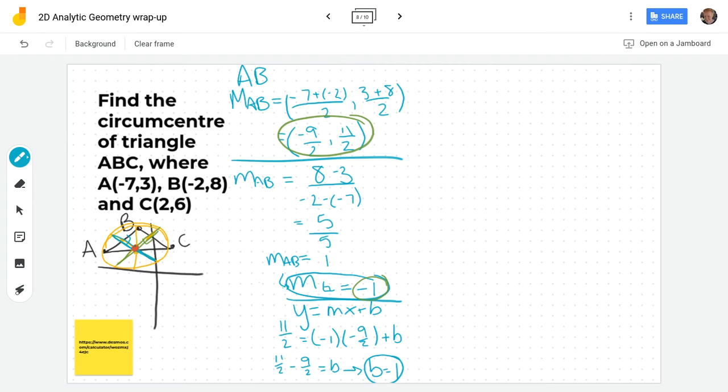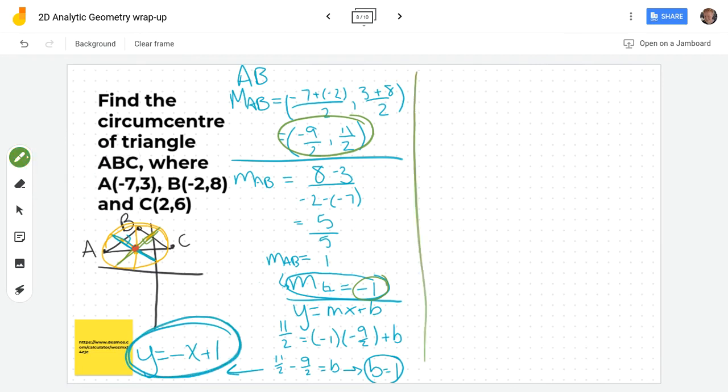really bad math form, but I'm going to write it over here. Y equals -1, so negative x plus b, which is 1. So we have this equation. And then for side, let's choose BC. Find the midpoint of BC.